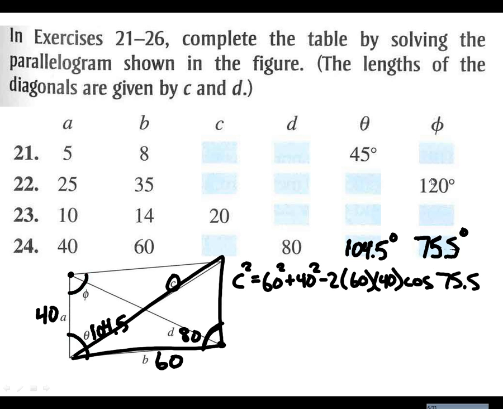And you end up with C squared being 3998.18. Take the square root of that to finish it, and you end up with 63.23 for side C.